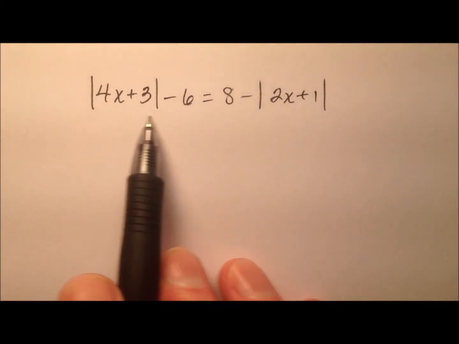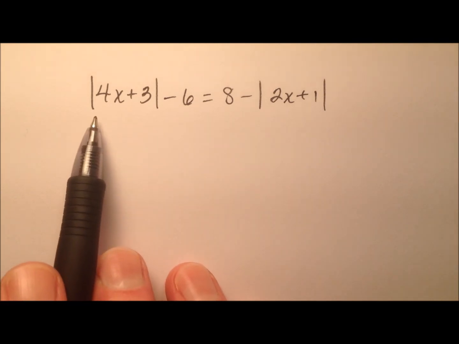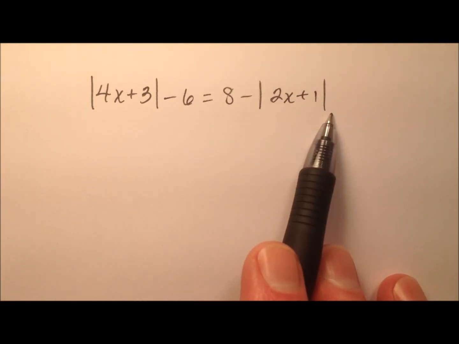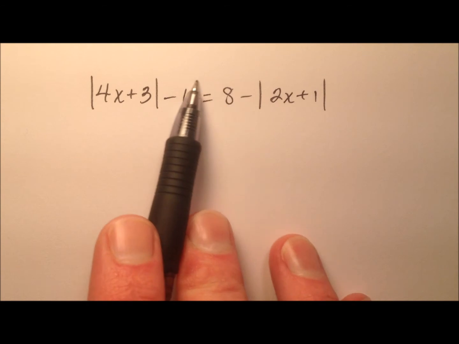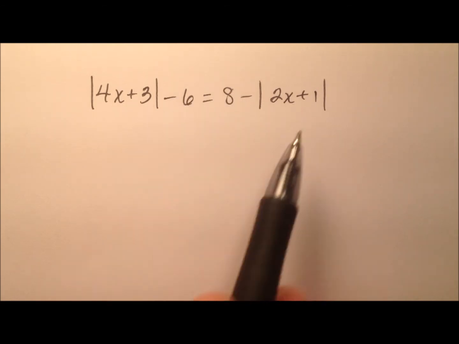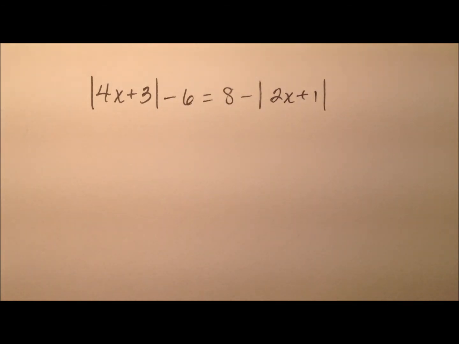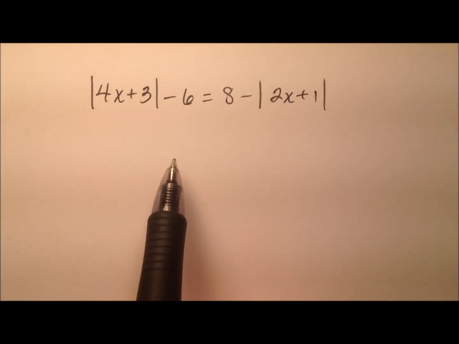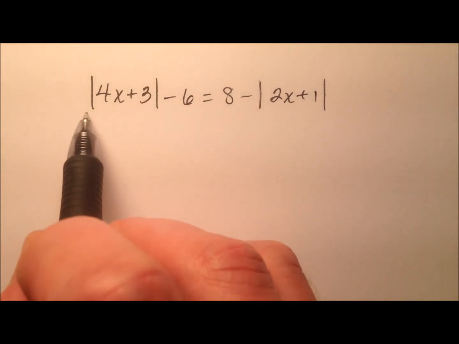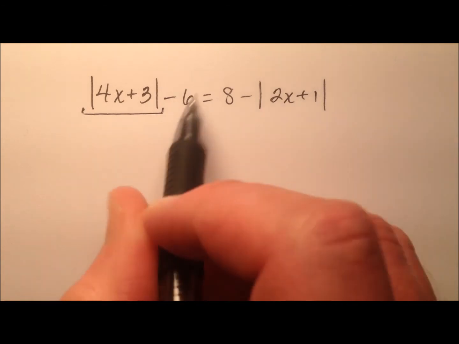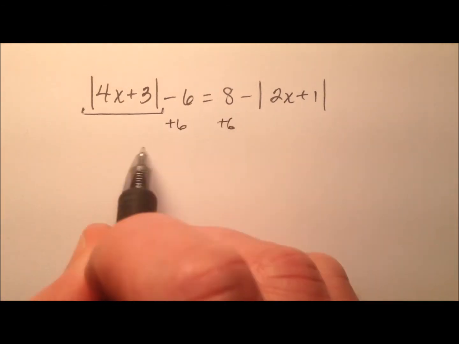In this second and final example that we're going to look at, you'll notice again two absolute value expressions, except now they have terms outside instead of just one absolute value equaling another absolute value. So the approach we're going to take is to isolate one of them. So we'll isolate this one. So let's add 6 to both sides.